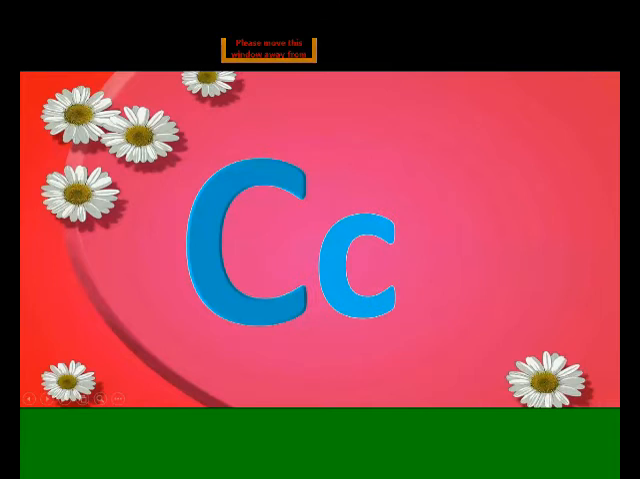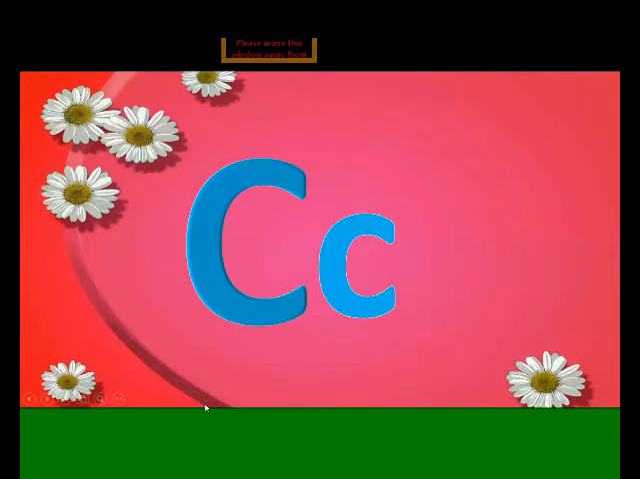Okay, what comes after B? Yes, this is the letter C. The capital letter is called C. This letter is called C. And the sound of C is K. The small letter is called c. The letter C and the sound of C is K.